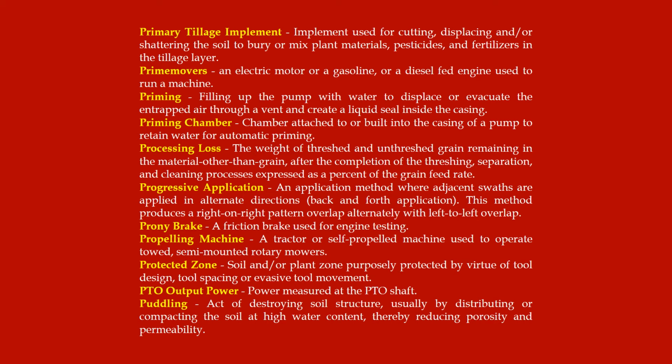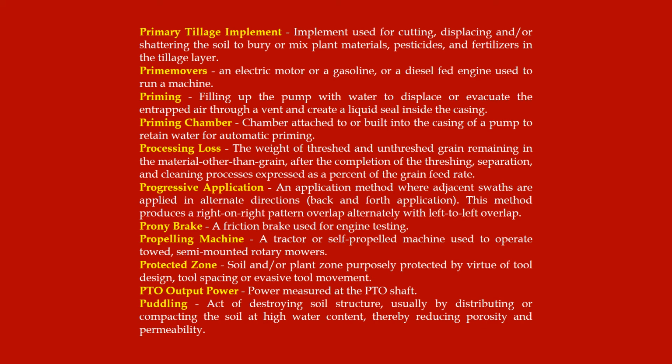Priming chamber, chamber attached to or built into the casing of a pump to retain water for automatic priming. Processing loss, the weight of threshed and unthreshed grain remaining in the material other than grain after the completion of the threshing, separation, and cleaning processes, expressed as a percentage of the grain feed rate. Progressive application, an application method where adjacent swaths are applied in alternate directions, back and forth. This method produces a right-on-right pattern overlap alternately with left-on-left overlap.